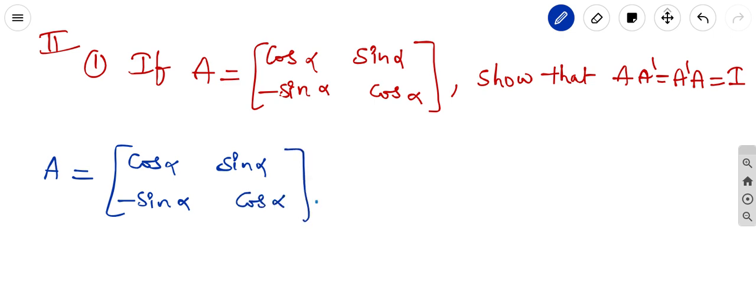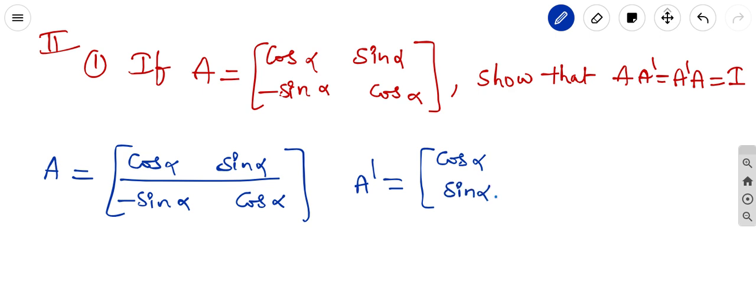A transpose means change the row into column. So that is, the cos alpha sin alpha row we can write as a column, cos alpha, sin alpha. The second row, minus sin alpha cos alpha, we write into a column. Okay, this is the A transpose.